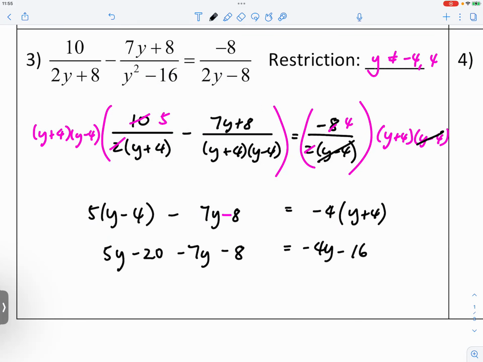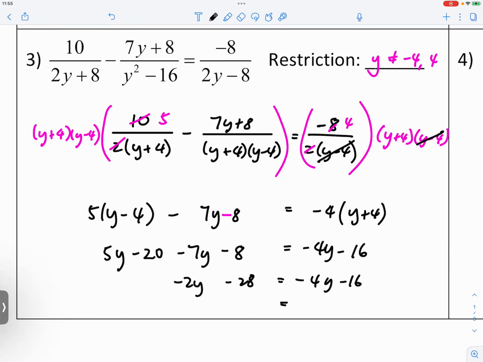All right, so you have that. You have 5y minus 20 minus 7y minus 8. And then it's equal to -4y minus 16. So now I'm just going to go ahead and consolidate each side. I mean, well, left-hand side first. Left-hand side is going to be -2y minus 28 is equal to -4y minus 16.